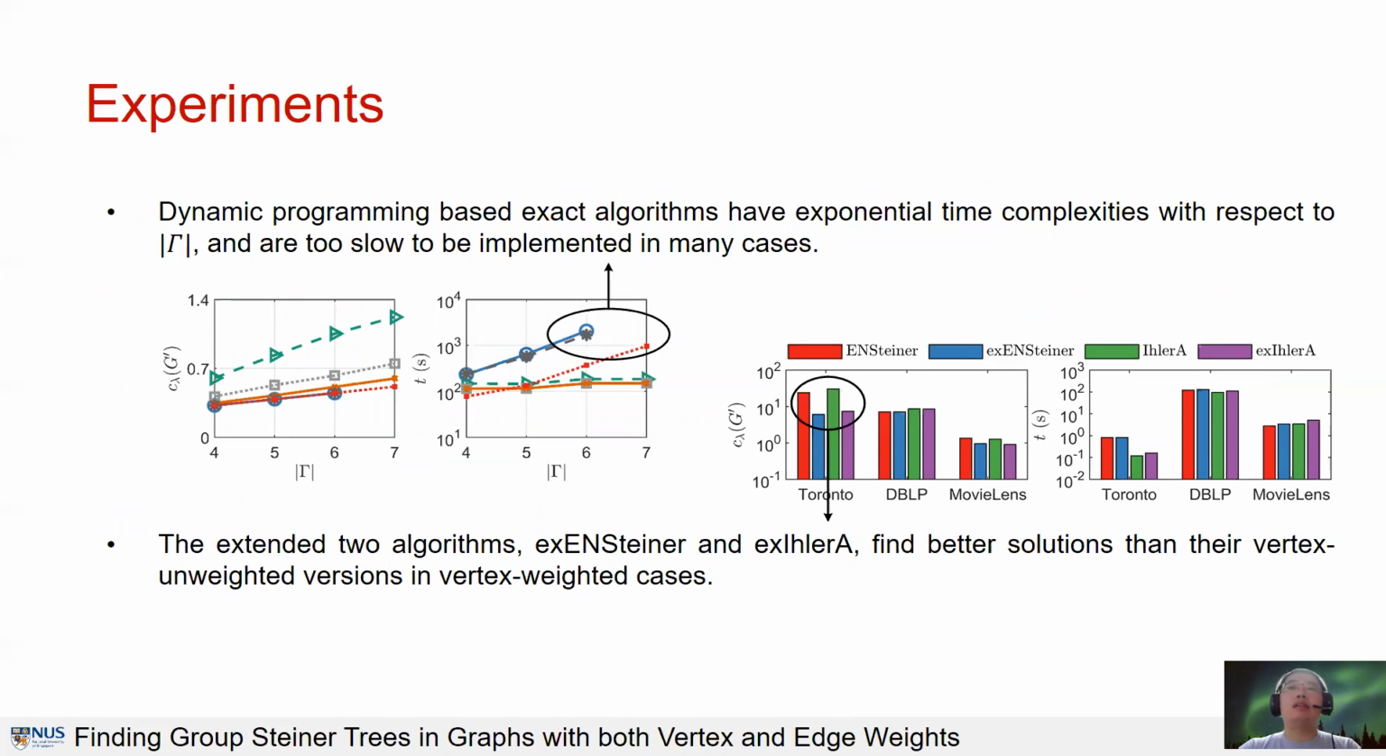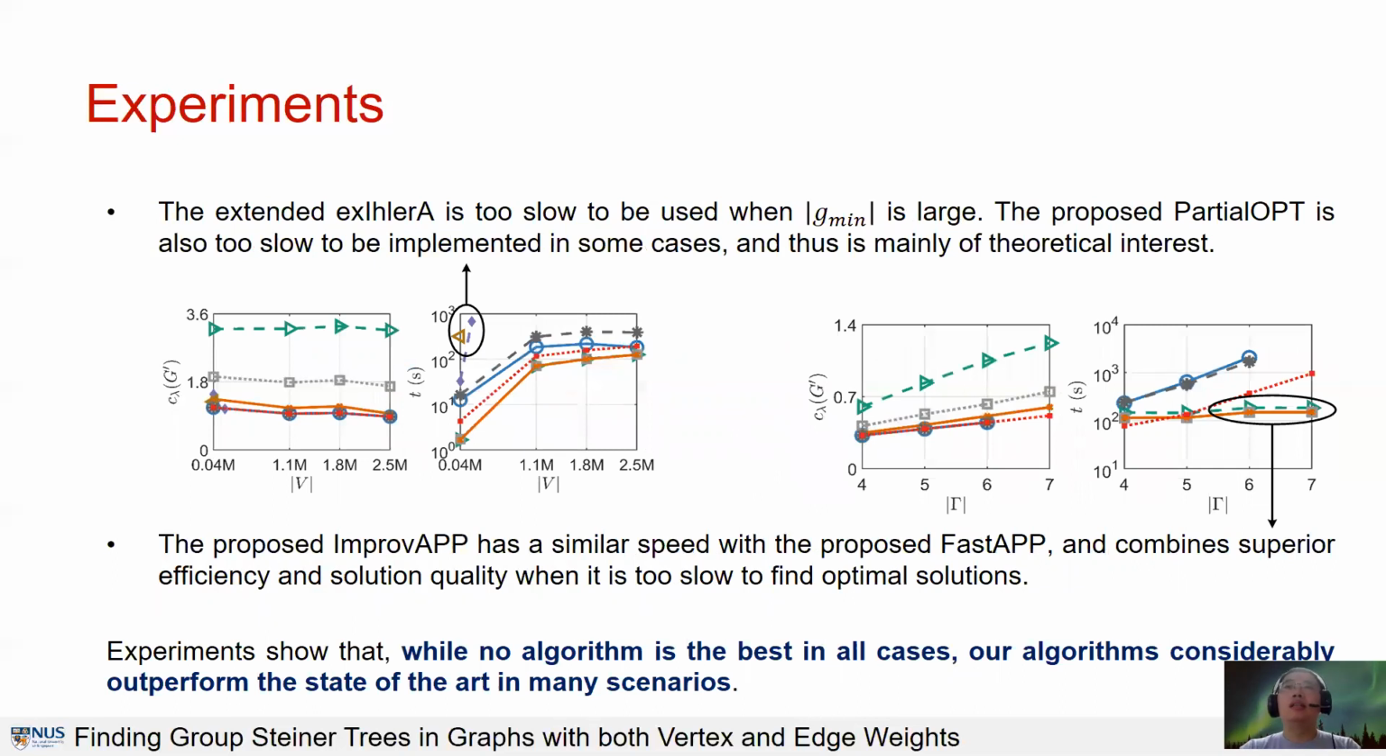First, we observe that dynamic programming-based exact algorithms have exponential time complexities with respect to Γ and are too slow to be implemented in many cases. Then, we observe that extended algorithms, XEN-Steiner and X-ELA, find better solutions than the vertex unweighted versions in vertex weighted cases. Furthermore, the extended X-ELA is too slow to be used when g_min is large, and the proposed PartialOPT is also too slow to be implemented in some cases, and thus is mainly of theoretical interest.